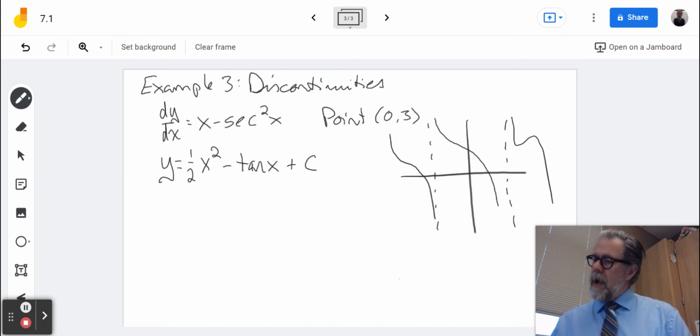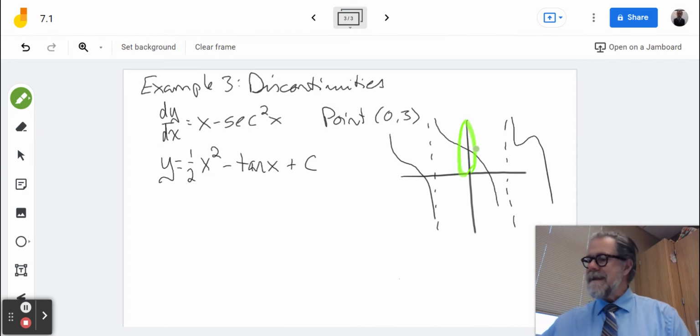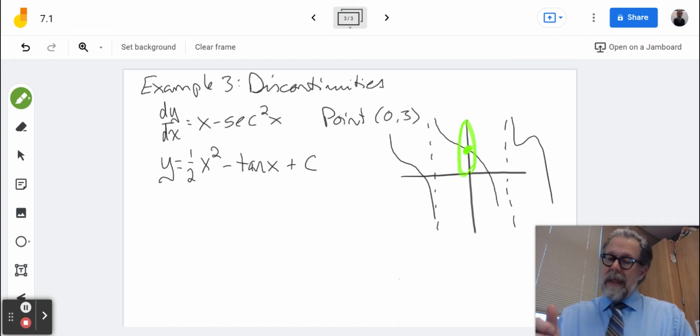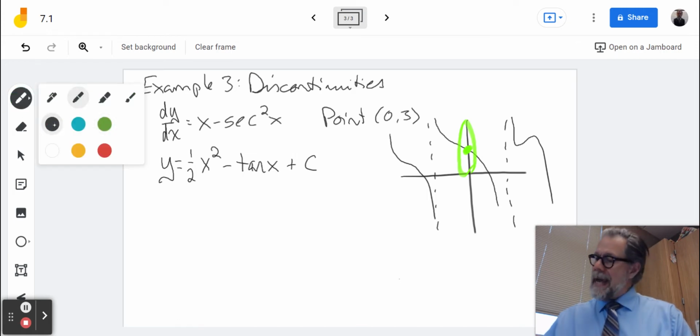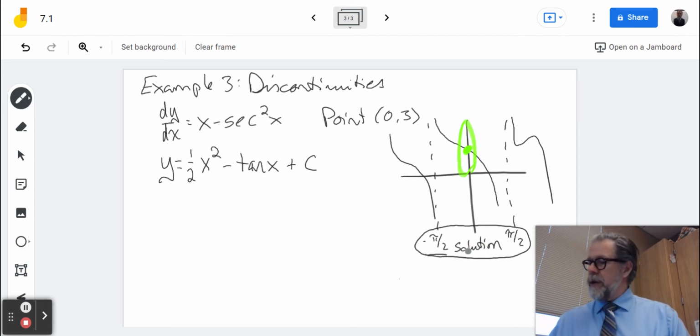But notice that the point 0, 3 happens to fall in here somewhere. Clearly, I guess I could narrow it right down to say it has to be right there on that function. What this tells me is that I have a domain restriction of -pi/2 to pi/2 for my solution. When I've figured out what the function is, it's only true in that domain because that's the only part of this function that goes through this point 0, 3.